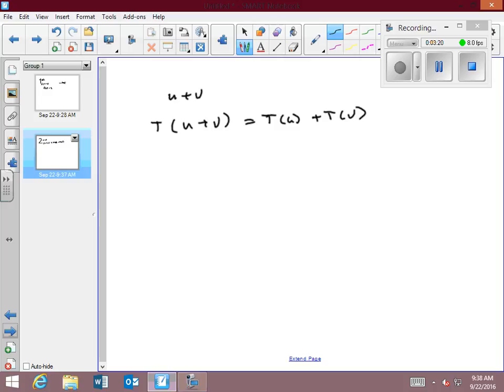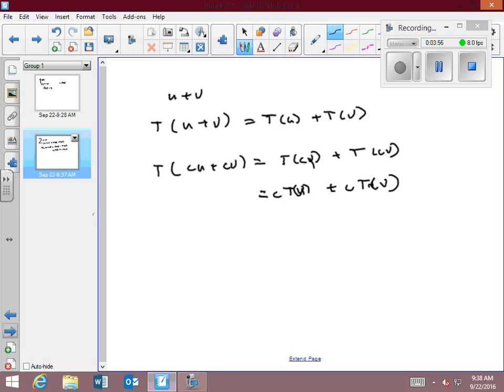And then when you have a constant multiplied by your vectors, this actually can be written this way. It's C times the transformation of U. So those are real nice properties: when you add a multiple of your vectors in one image, it multiplies the transformed vectors.